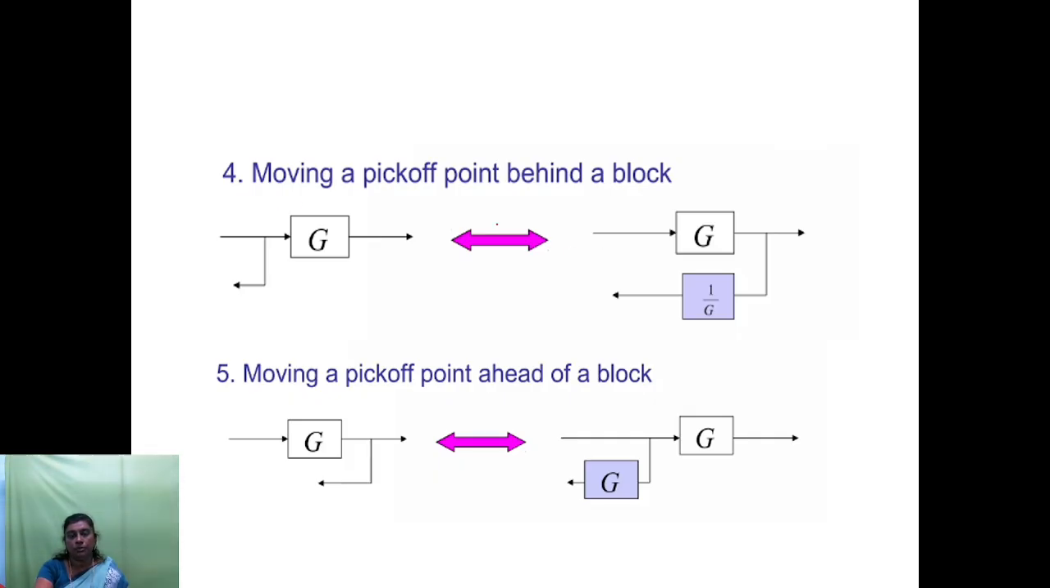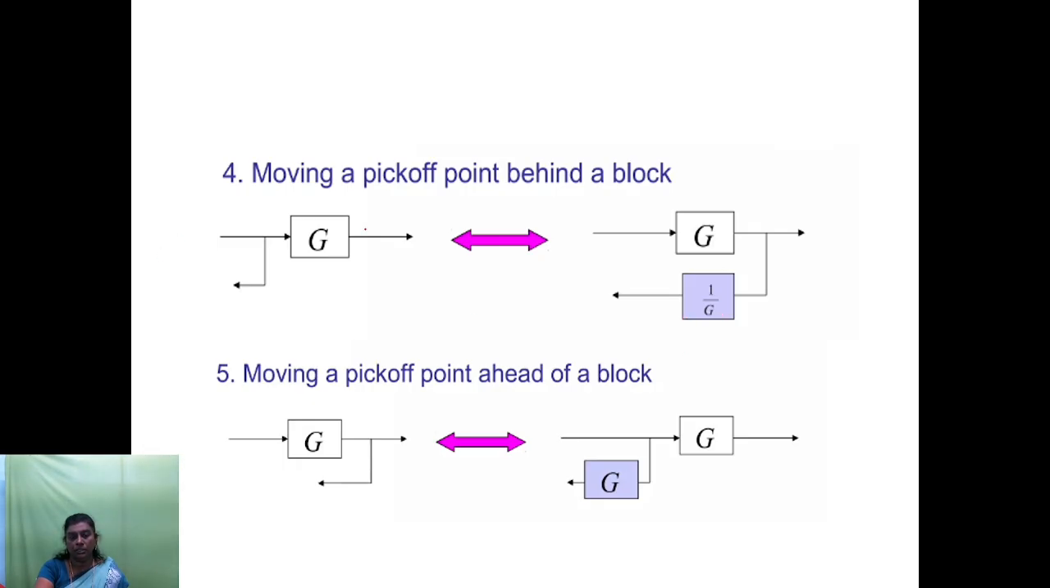So the next rule is moving a pick-off point behind a block. Here I am going to take this branch behind the block. For this, I am going to include a block with the gain factor of 1 by G.